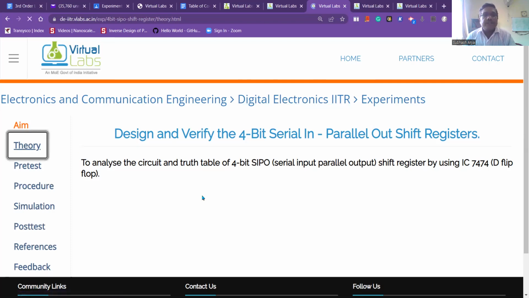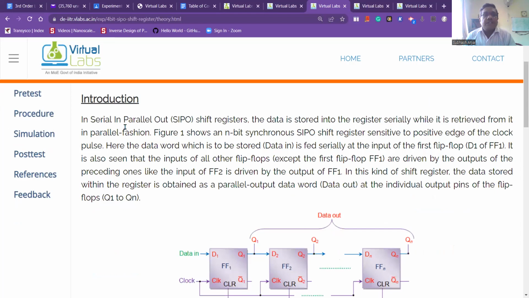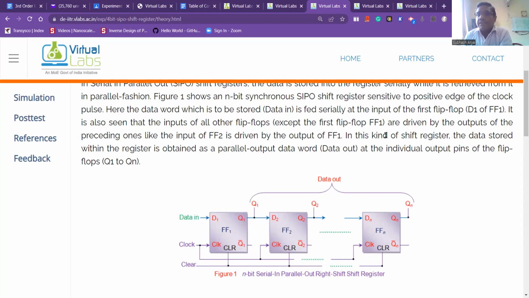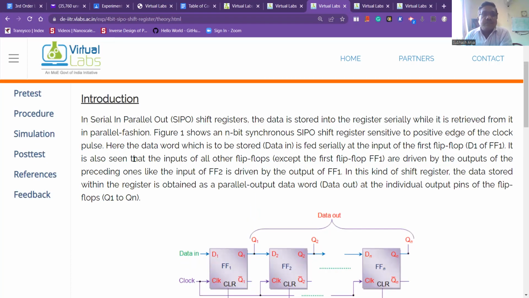Let us see the theory. In a serial in parallel out shift register, the data is stored into the register. A register is a group of flip-flops which stores binary information, while it is retrieved from it in parallel fashion. So SIPO is nothing but serial in parallel out shift register. Figure 1 shows an n-bit synchronous SIPO shift register sensitive to the positive edge of the clock pulse, meaning whenever there is a rising pulse, only then is there a change in the state of these flip-flops.